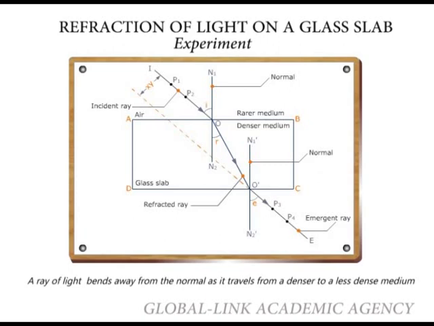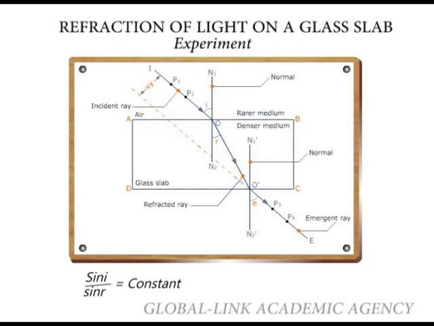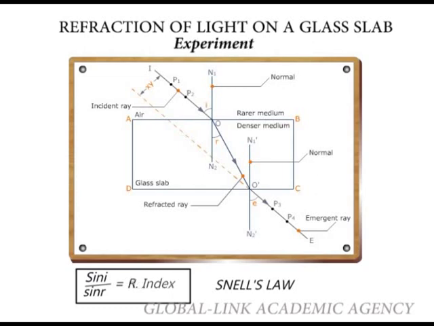From this experiment, if performed accurately, we can deduce the 2 laws of refraction. The first one is rather obvious: the incident ray, the refracted ray and the normal at the point of incidence all lie on the same plane. It is also found that the ratio of the sine of the incident angle to the sine of the refracted angle is a constant. That is, sine I over sine R is equal to a constant. This is called Snell's law, and the constant is called the refractive index, denoted by N.